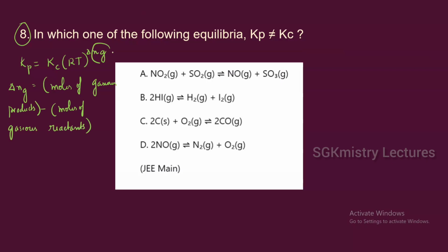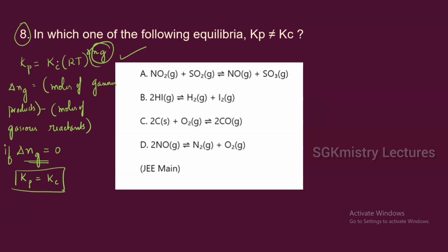Okay, so we are not only interested in this particular delta Ng term from this equation. Now if delta Ng is equal to 0, then what is going to happen? This becomes Rt to the power of 0, which becomes Rt equal to 1. So if delta Ng is 0, then Kp will be equal to Kc, right? So we have this relation between Kp and Kc. Now, if delta Ng, that is the power, is 0, then Rt becomes 1, then Kp becomes equal to Kc, right? So that's why I've taken this equation and explained.